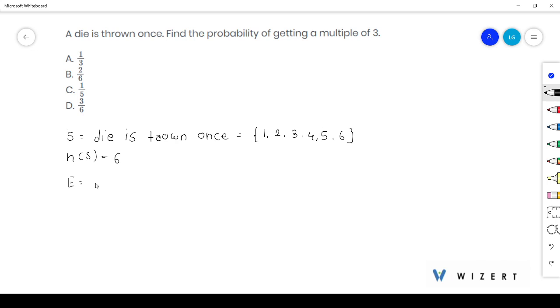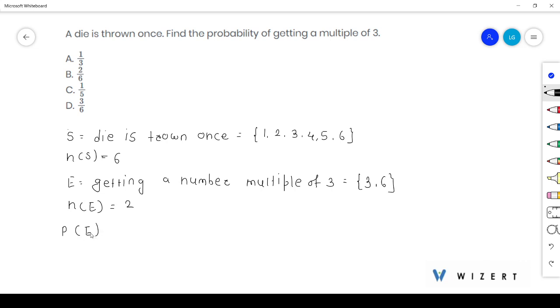Let E be the event of getting a number multiple of 3. So it is 3 and 6. So n of E is 2.